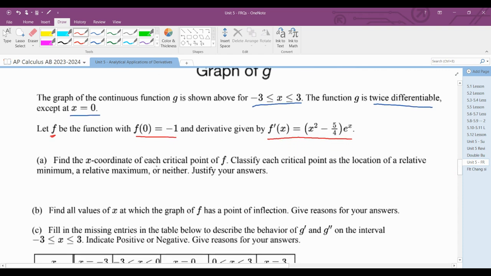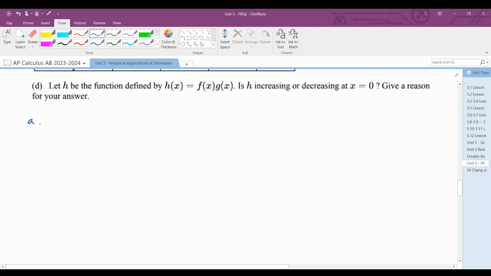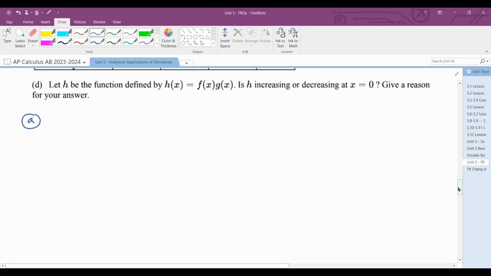It says find the x coordinate of each critical point of f, and then classify each critical point as the location of a relative minimum, relative maximum, or neither. So in other words, we're just trying to find where f has a relative min and max. So first thing we want to do is, in order to find the critical points, we have to use our derivative. So I'm going to do that down here. So you should have the question with you, or just pause the video and read the question.